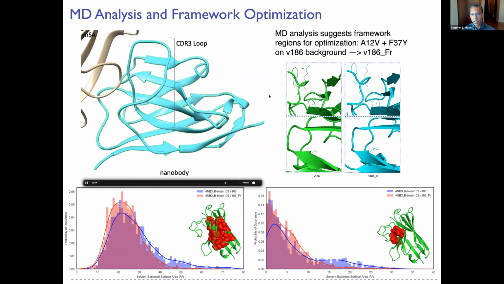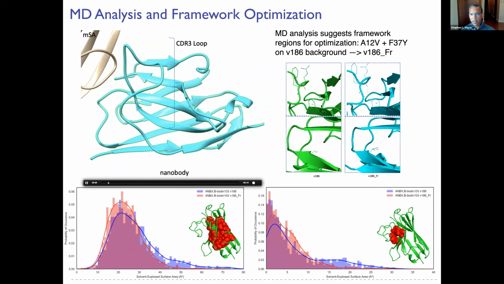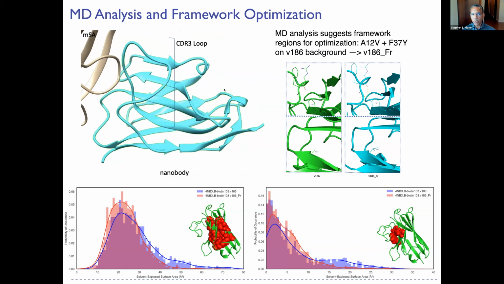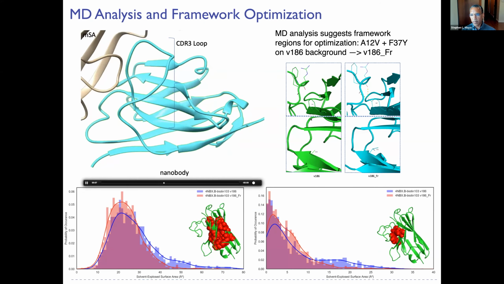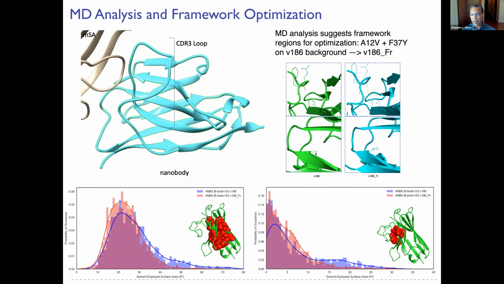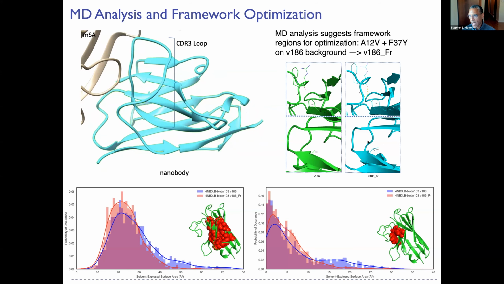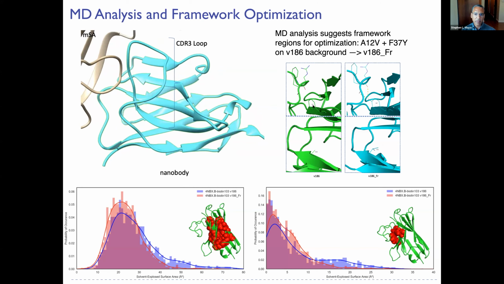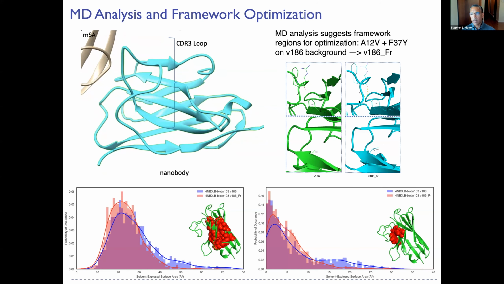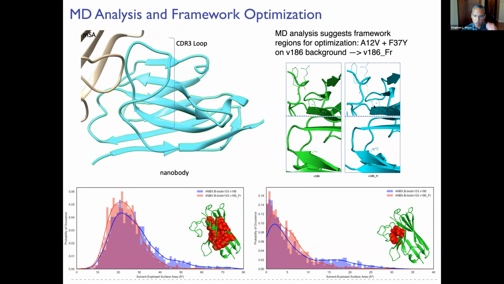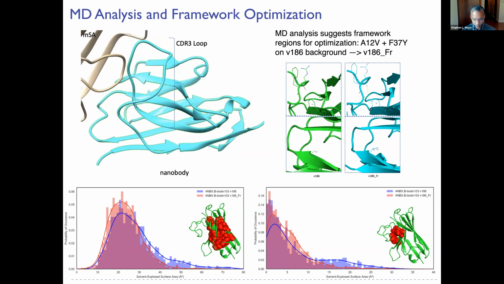If we analyze the MD simulation, we notice that there are 2 regions that could be optimized that would improve this behavior. So one is mutating an alanine in the framework region to a valine, to improve the hydrophobic packing in that region. And the second is mutating a phenylalanine to tyrosine in order to introduce a hydrogen bond between the framework and the CDR3 loop.